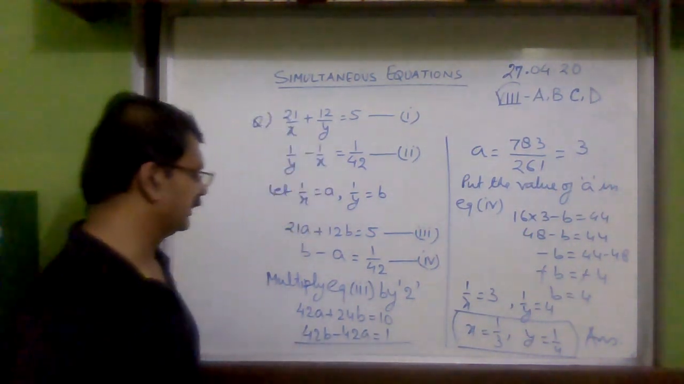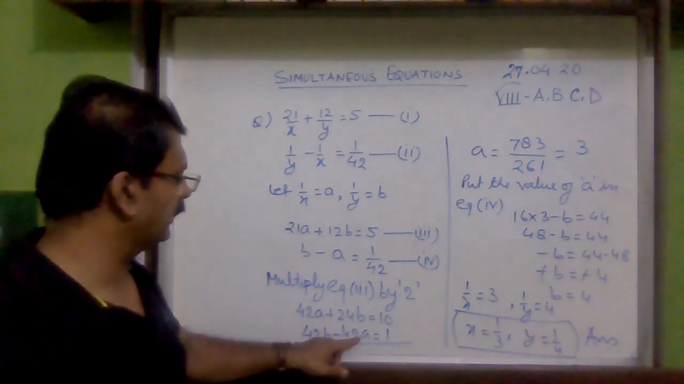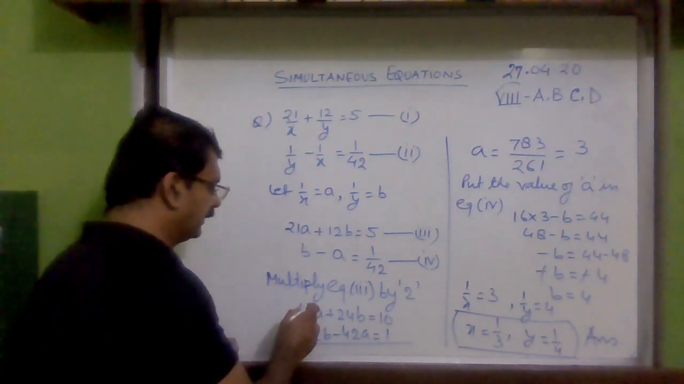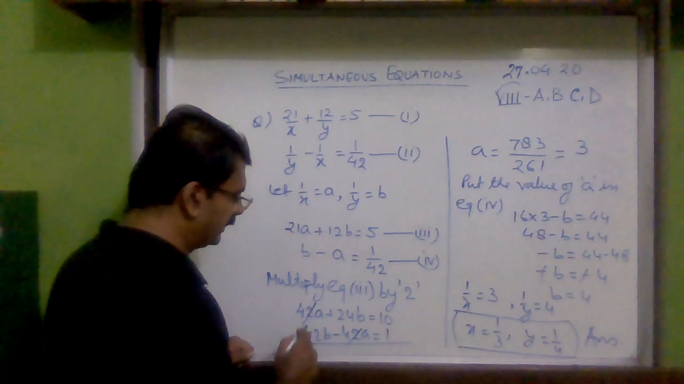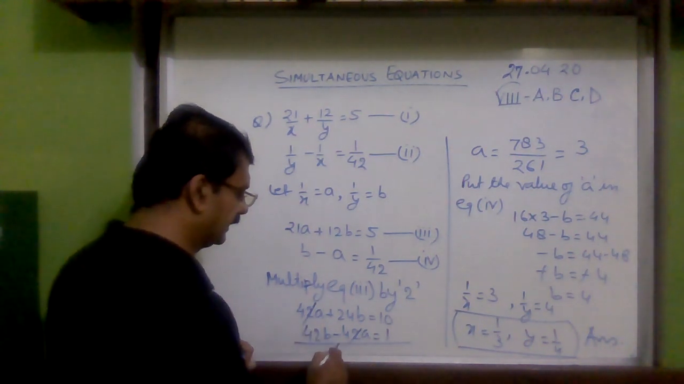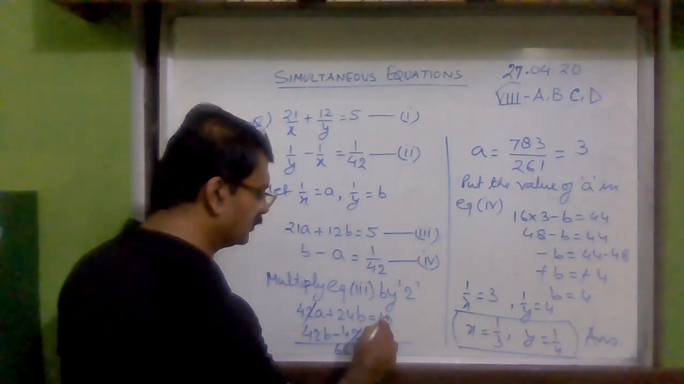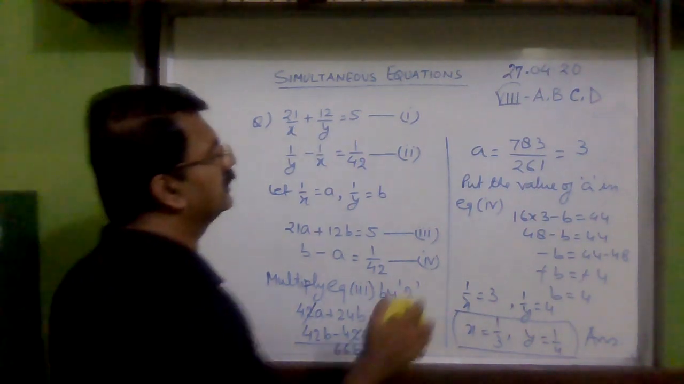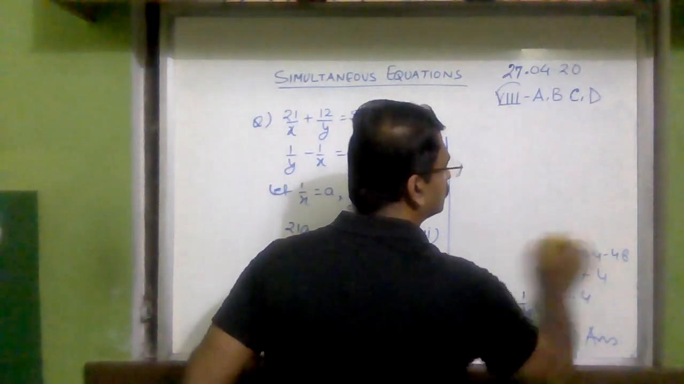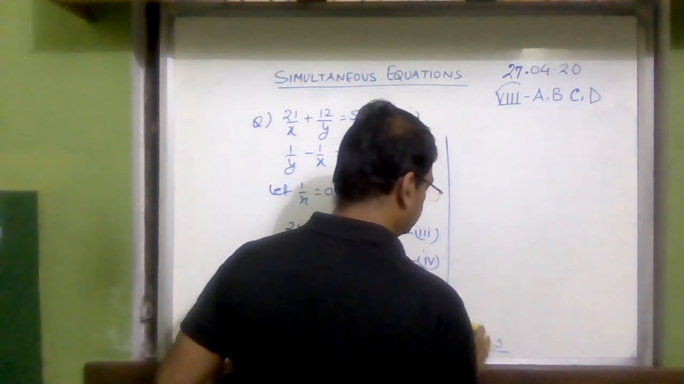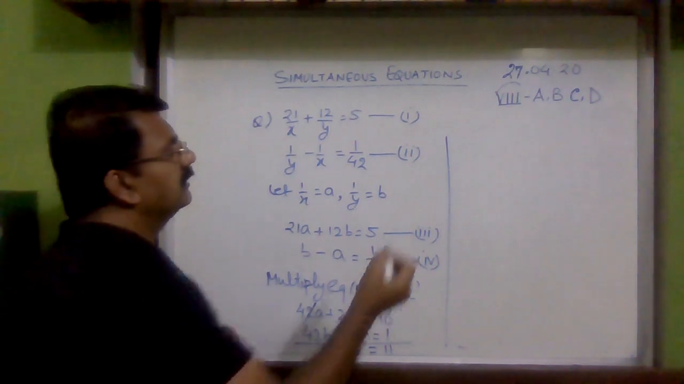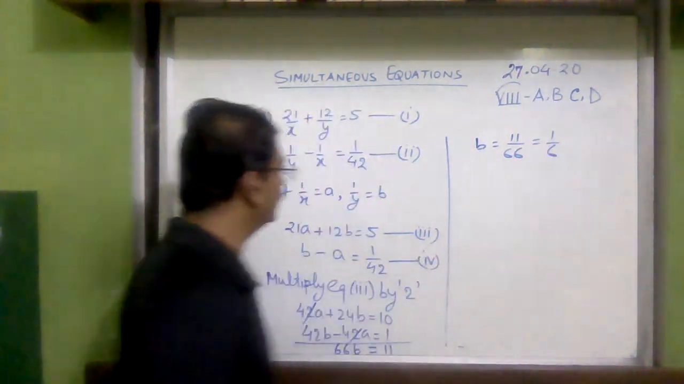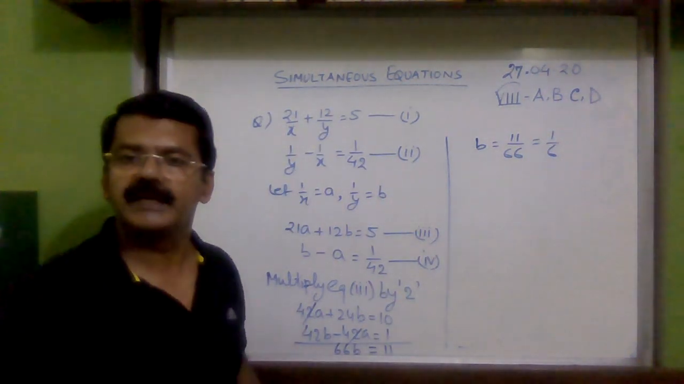Now you can see in these two equations, the coefficient of a is same, 42 here, 1 positive, 1 negative. Simply if you add the two equations, then a will be cancelled out. So 42a cancelled out. 24b plus 42b will give you 66b. It is 66b is equal to 10 plus 1 is 11. So 66b is equal to 11. Then b will be equal to 11 upon 66, that is 1 upon 6. So you can see we have found that value of b is 1 upon 6.